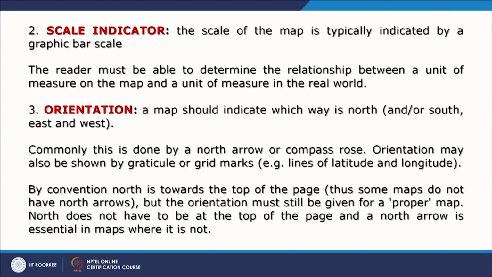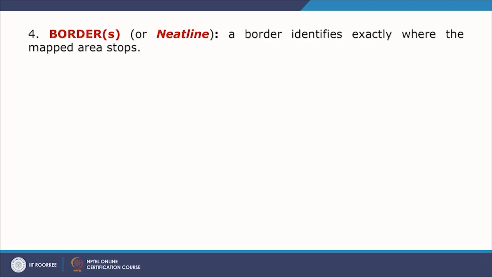So even if you have a latitude longitude grid or markings on the margins of the map, you should still provide the north symbol, because, as I have just mentioned, the convention is that north is always on the top of the page. But if space is not there, it doesn't matter, it can be put elsewhere also. Normally people will put it on the top side of the map, maybe on the left side or right side, it doesn't matter.